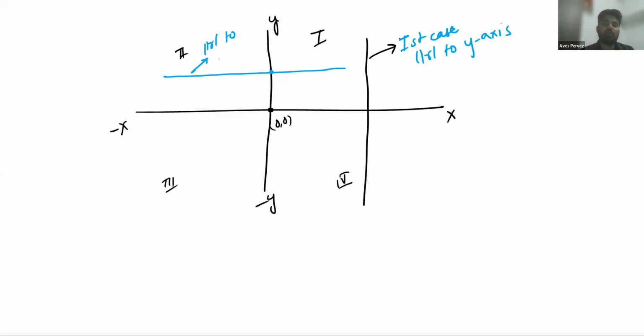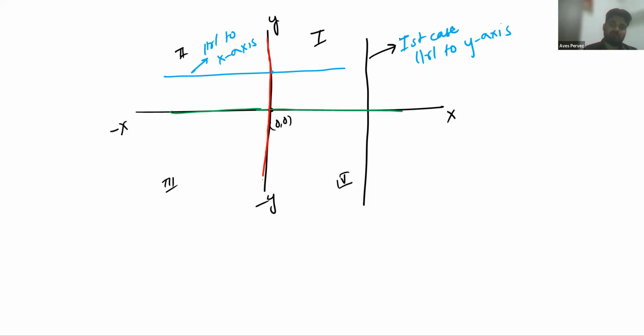So this can be a line that is parallel to the x-axis. The third type of line that you can draw is a line segment that is exactly over the x-axis or exactly over the y-axis.